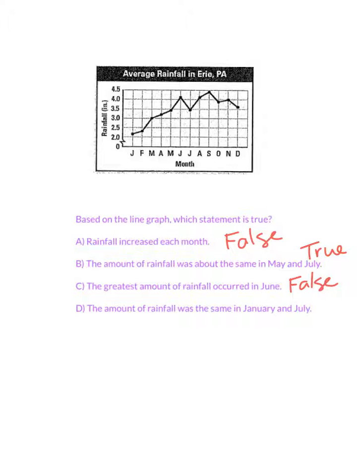And letter D says the amount of rainfall was the same in January and July. So here's January, and here's July. So that's definitely not true. That one's false. So if we go back to our original, we're asking for a true statement. We only have one true statement, so our answer is letter B.